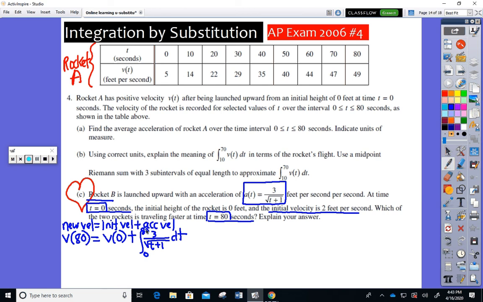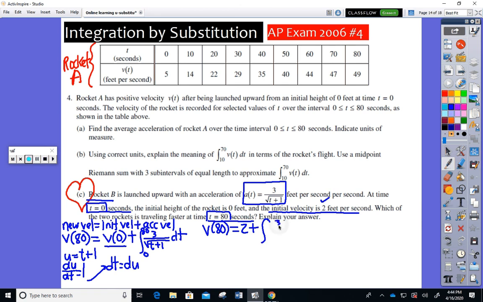So I hope you recognize that the square root of t plus 1 needs to be where my focus is. And let me call u equal t plus 1. I've got good news. du/dt is just 1, which means that dt is just 1 du. That's nice. I also know that since u equals t plus 1, I tell you what, before I write this, let me move this over. I now know that v of 80, which is what I want, is equal to v of 0. What is the velocity of rocket B at time 0? Well, it says it is 2 feet per second.